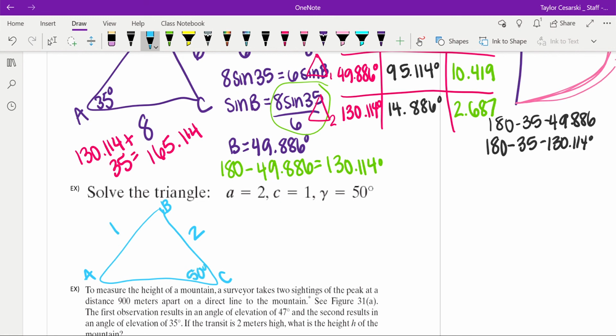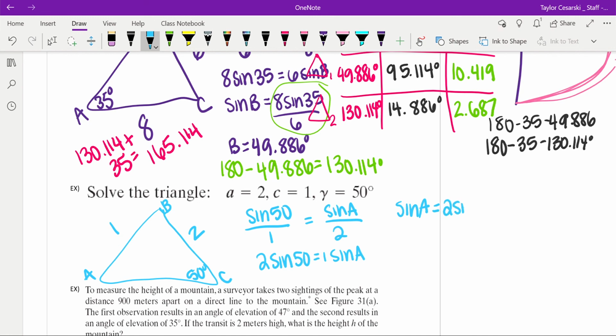Alright, so we're going to set it up the same way. So sine of 50 divided by 1 equals sine of A divided by 2. Because remember, it's got to be the side across from it. Cross multiply, so 2 sine of 50 equals 1 sine of A. Alright, so I would just be dividing by 1. So sine of A equals 2 sine of 50. Now when you do 2 sine of 50 in your calculator, you get sine of A equals 1.53.